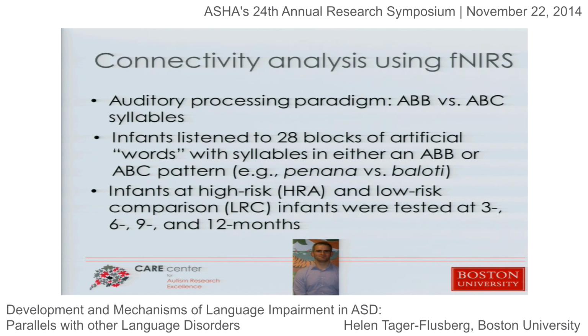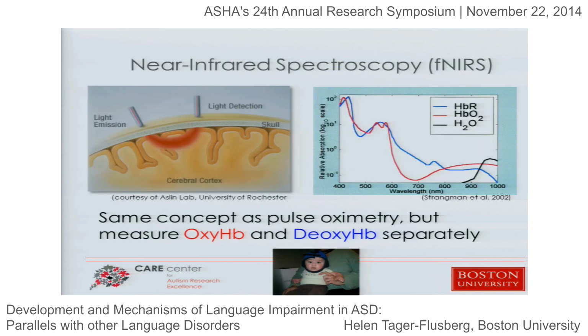different syllables, artificial words, either ABB patterns or ABC patterns, so Penana, Bellotti, etc. Okay. And we compared them at these different ages, and then what Brandon did was to investigate the connectivity. And near-infrared spectroscopy is often called the poor man's functional MRI.